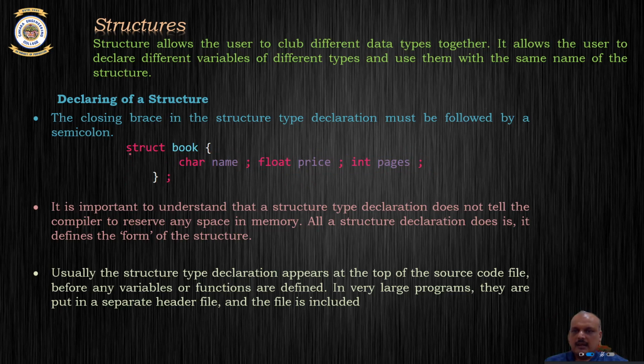So we define the structure as struct book, and in this book structure I have three different data types with the names name, price, and pages, where name stands for the name of the book, price of the book, and the number of pages that it has. Mind you, this type of declaration doesn't enable the compiler to reserve any memory space. It just declares that there is a data type called book, which is a structure that can hold three different data types: one of character, one of float, and one of integer.